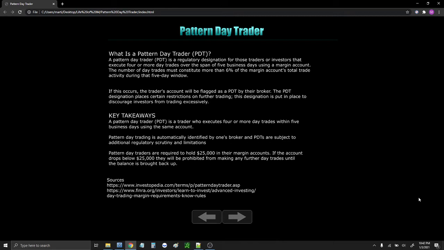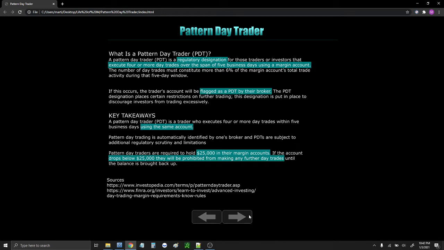So basically, the pattern day trader rule is a regulatory designation that restricts the trader to 3 day trades within a 5 rolling day period, right? So if you execute a fourth day trade in that 5 day rolling period, your account will be flagged as a pattern day trader and you will be locked out of your account.